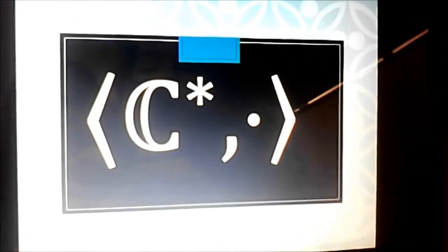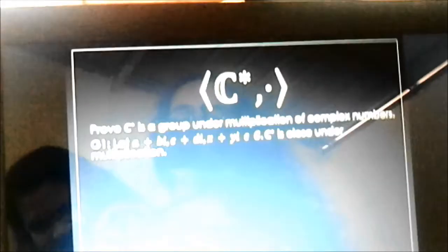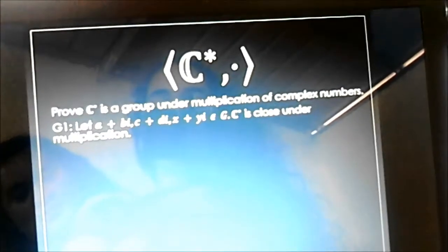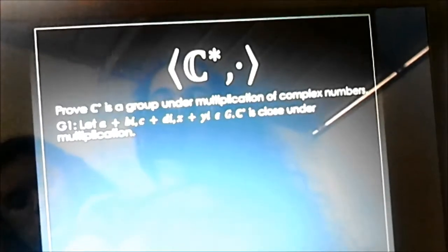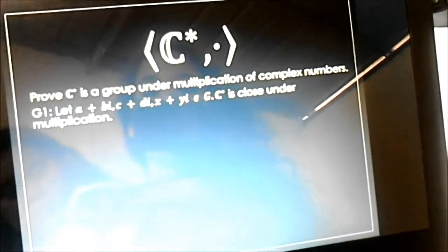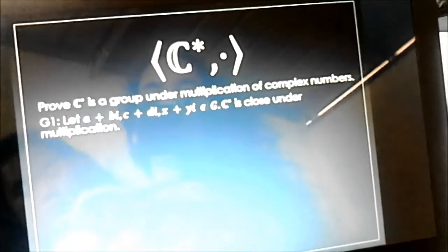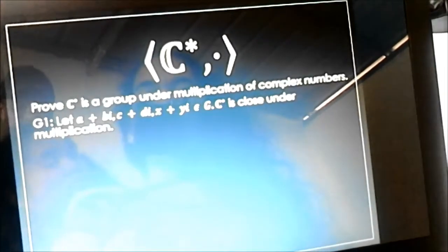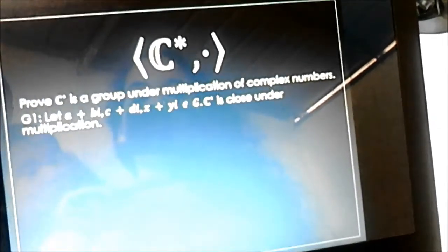We have this symbol, C star, and a dot. So the first condition to satisfy: the statement is, prove C star is a group under multiplication of complex numbers. Let a plus bi, which is the form of complex numbers, c plus di, and x plus yi be elements of our group. So C star is closed under multiplication as it satisfies the conditions under multiplication.